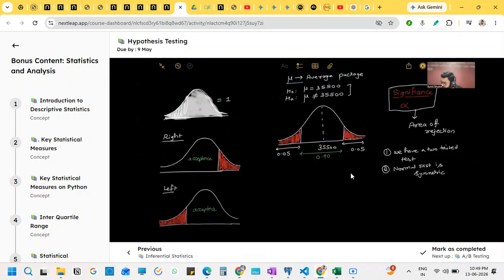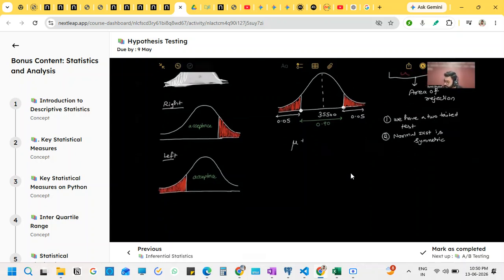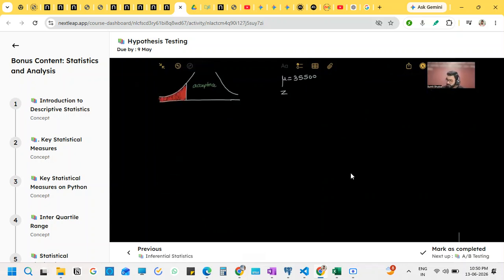Now I need to find the critical values here and here, basically the confidence level values that we found out. Remember, we used this formula: mean plus minus z times sigma divided by root of n. Now this mean is 35,500. What is the z value? I want to find the z value at this point and at this point. We know that this part is 0.90, and this part is 0.05.